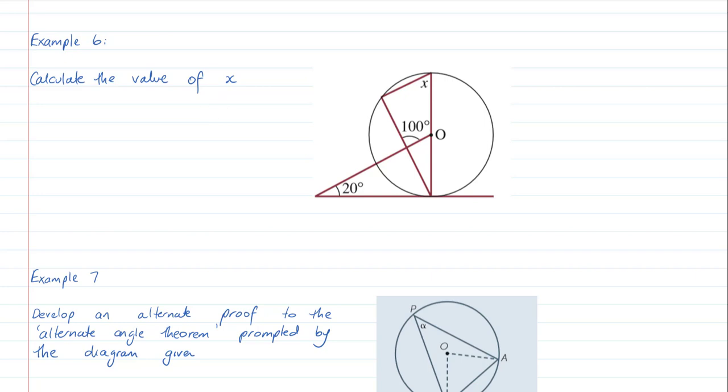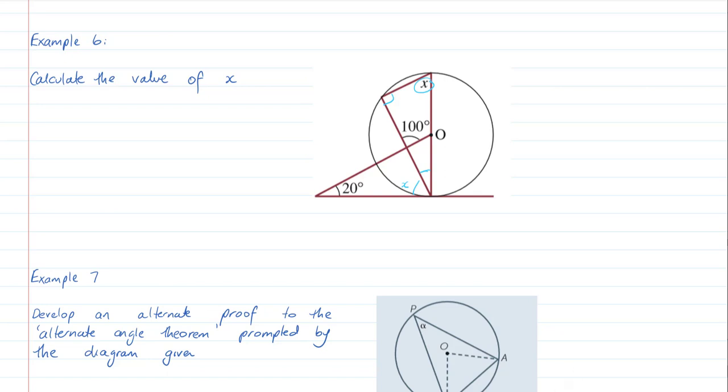Example 6, calculate the value of x. So again, I'm going to start by mapping this out. I'm going to start with x. What do I know about x? Well, I know that this is 90 degrees because it's inside a semicircle. Therefore, I know that this is 90 minus x. Can I use that value? Well, maybe, but I also know that this is x, alternate segment theorem, because I've got a chord there.